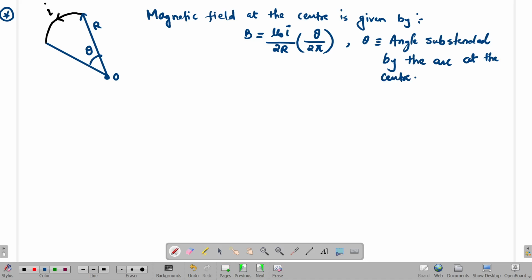Is this clear? Today is which day, the 26th? Yeah. So today evening we will have a capacitance class, okay?